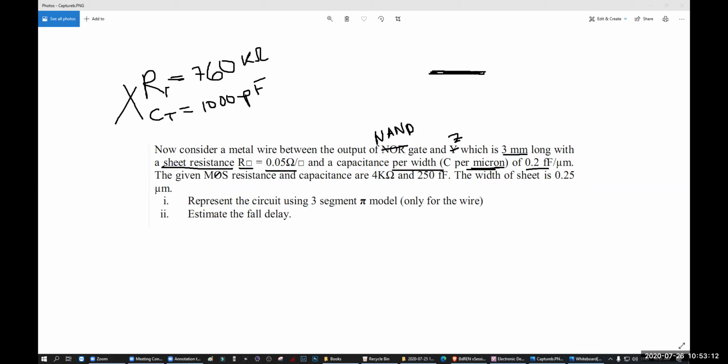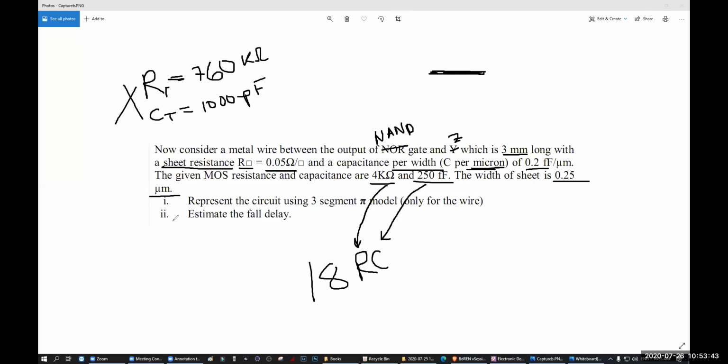That's why. The given MOS resistance and the capacitance: this is the MOS resistance. Remember previously in the RC circuit, we put a resistance, right? What is this resistance? No, this is for the wire, and this is for the MOSFET. This is for the capacitance. Understand? The width of the wire is 0.25 micrometer.